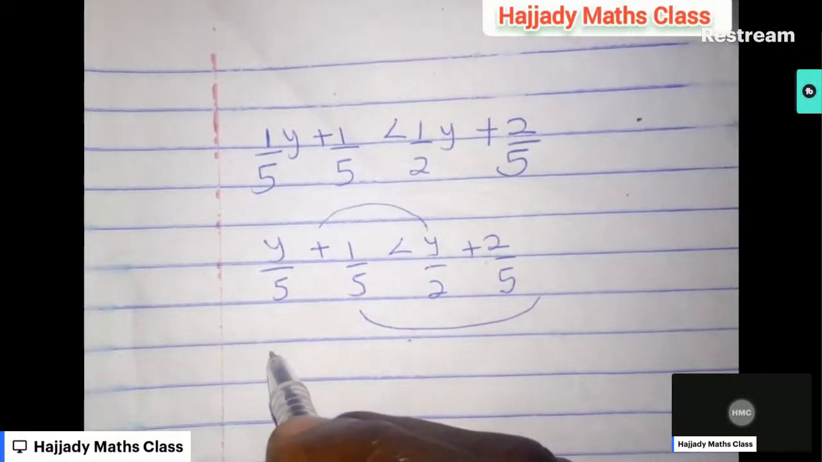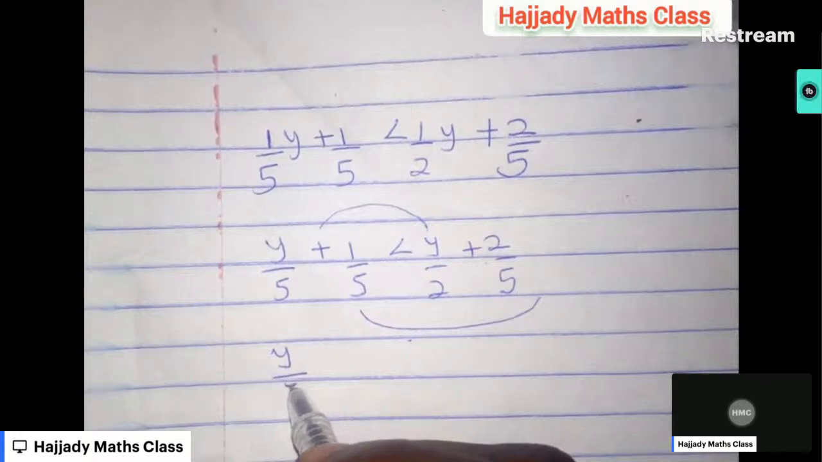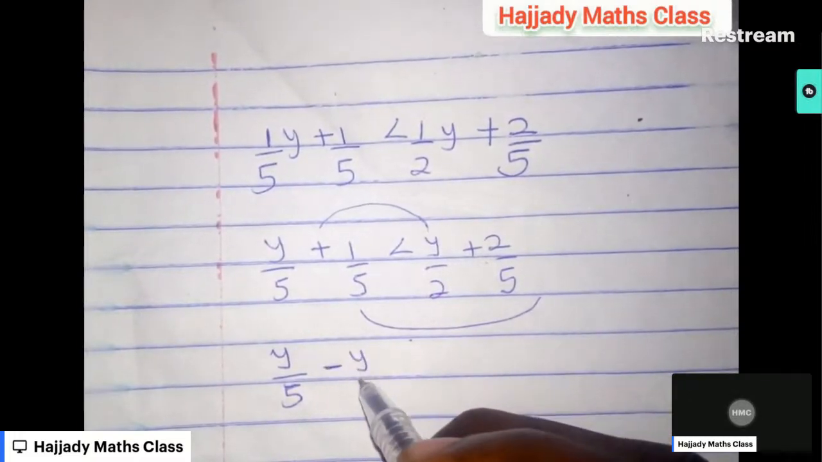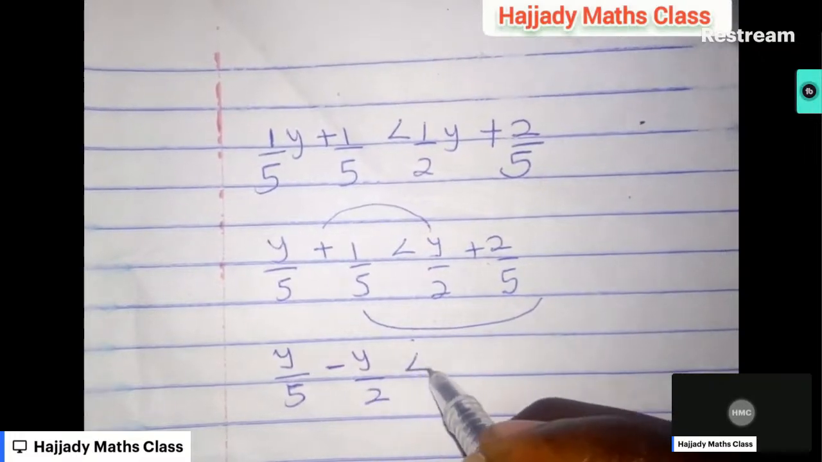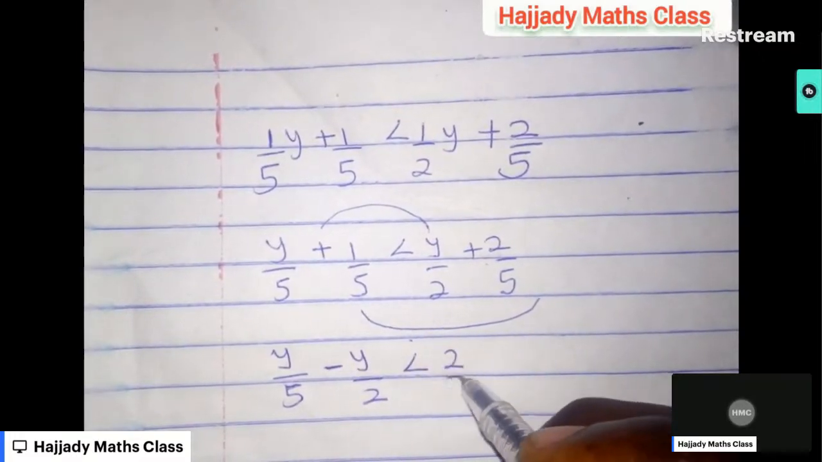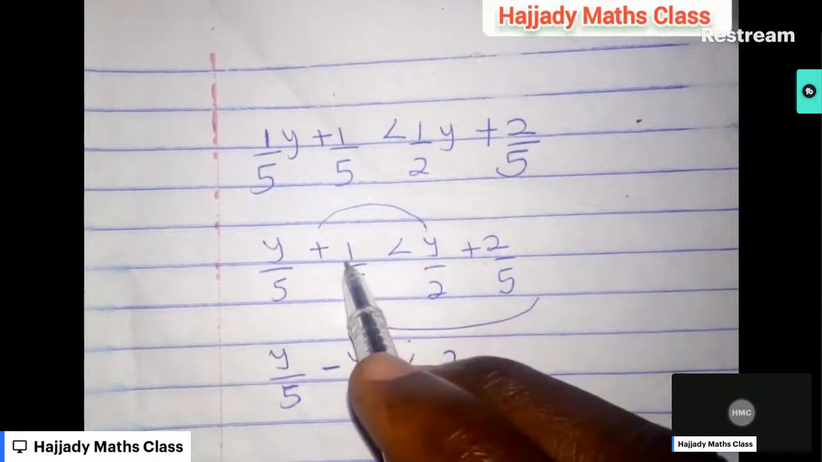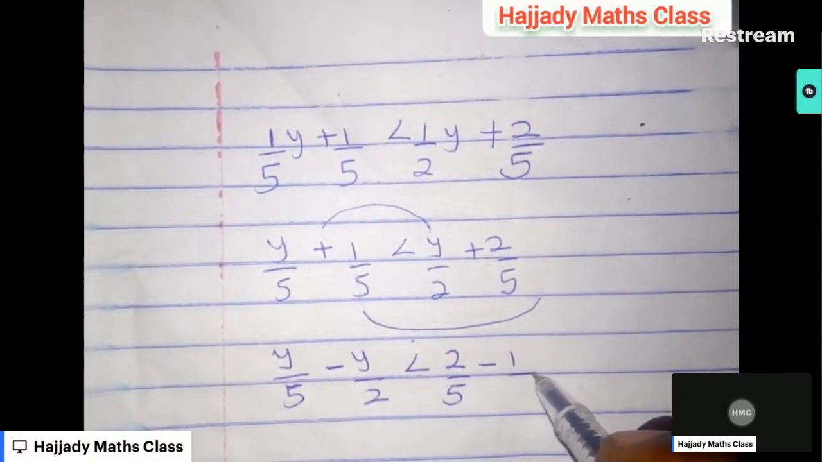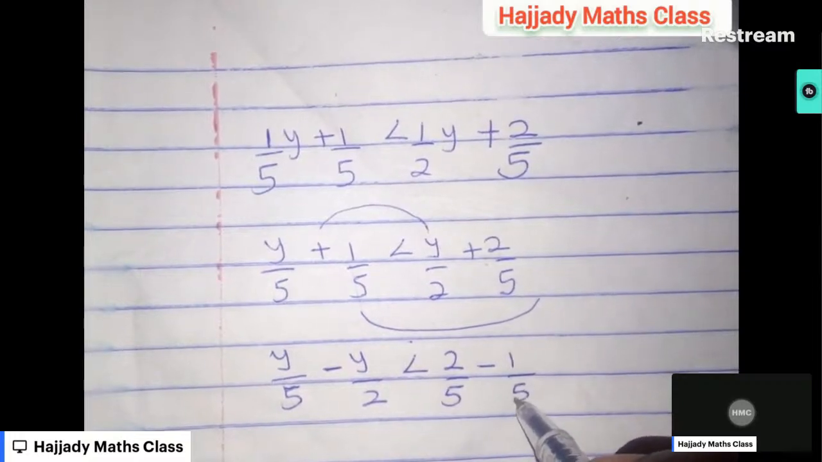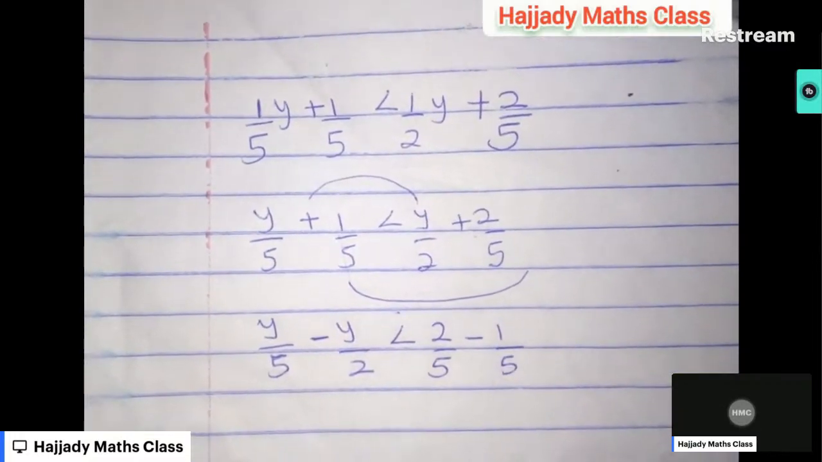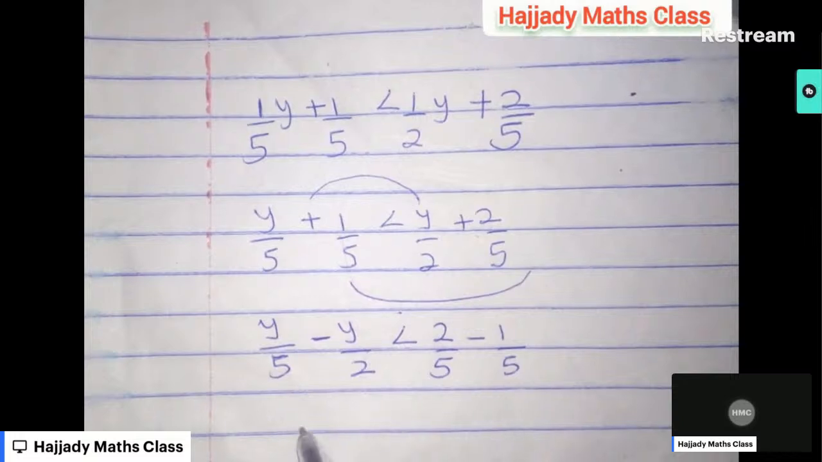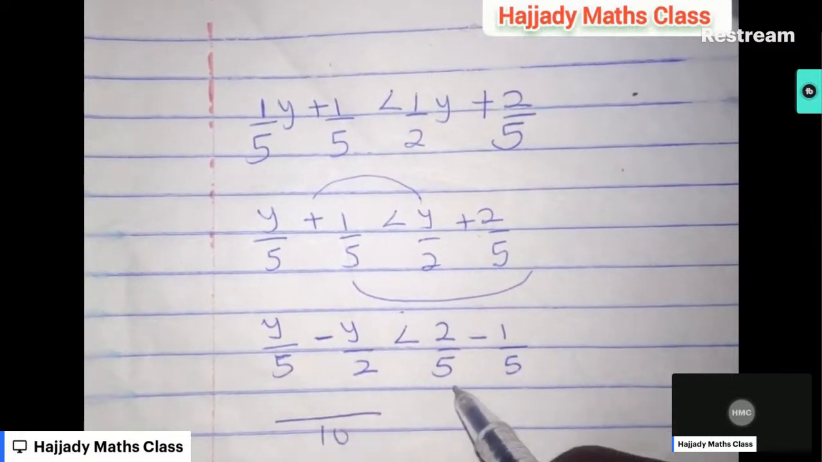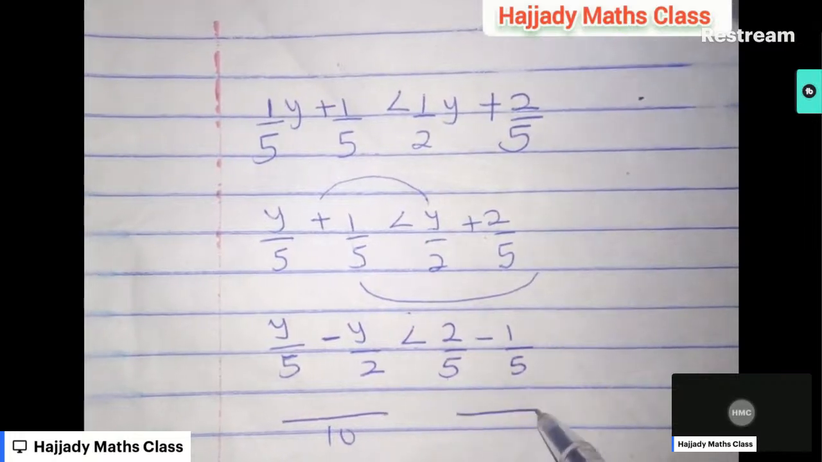So I'm going to have y over 5. So this coming here is going to be y over 5 minus y over 2 less than 2 over 5. This coming to this right hand side is going to turn to negative of 1 over 5. Now solving this further, there's a need for me to find the LCM. The LCM of 5 and 2 is 10. While the LCM of 5 and 5 is 5.